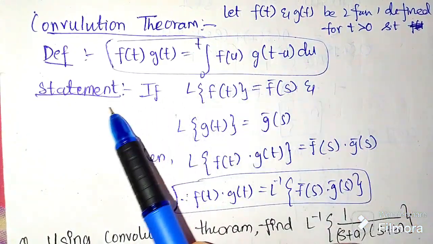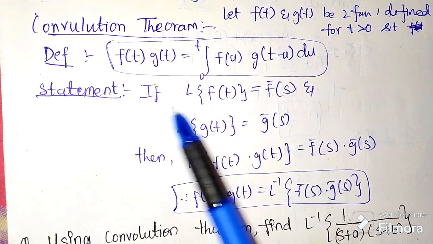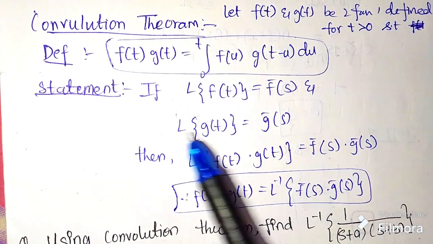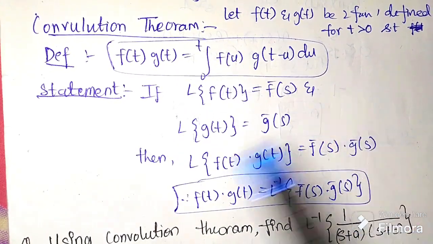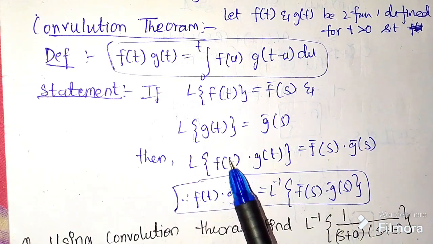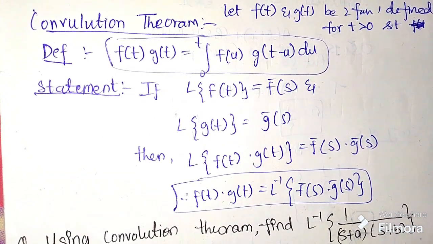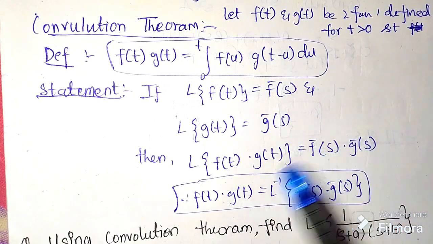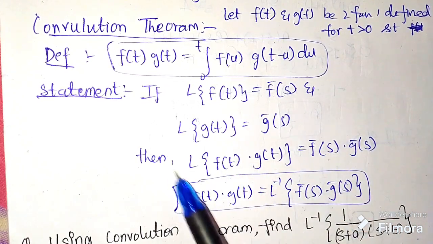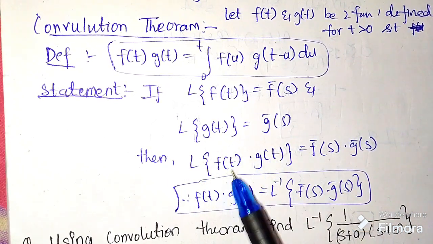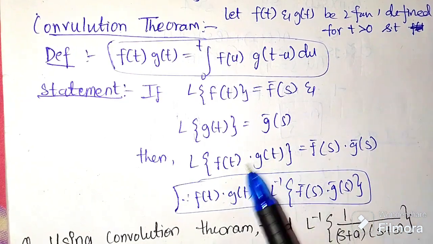And next, this is the statement: if Laplace of f of t is f bar of s and Laplace of g of t is g bar of s, then we can write Laplace of f of t into g of t as f bar of s into g bar of s. Until now we have seen the linearity property, where I told you that if there is plus or minus we can write Laplace of f of t plus Laplace of g of t, right?